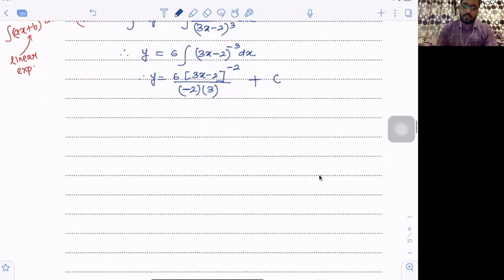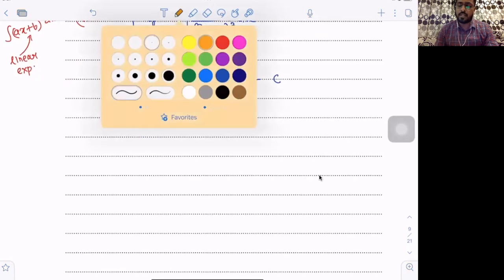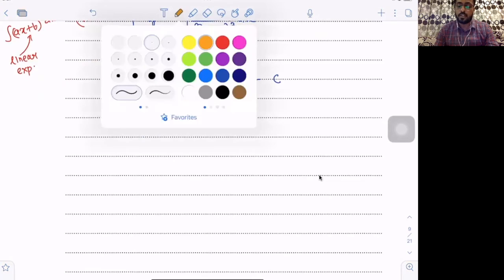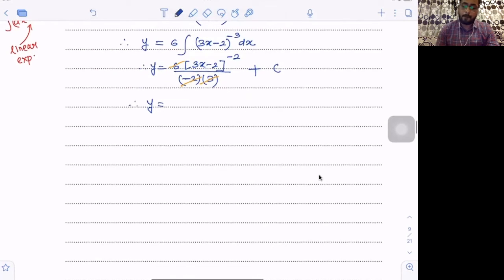So I'll be getting here y is equal to, now you can easily understand that 3 times 2, isn't it? Multiplication is going to be 6. It cancels with the 6 in the numerator. So I'll be getting now minus sign, right? So there is a minus sign left in the denominator. So I'm going to get a complete minus sign. 3x minus 2 raised to minus 2 is going to become 1 upon 3x minus 2 the whole square and plus c. That's the equation of the curve.